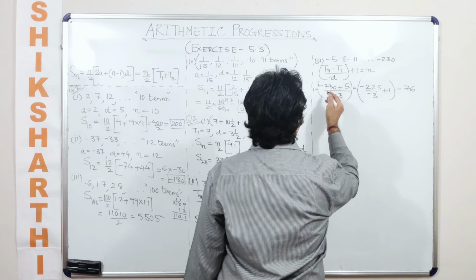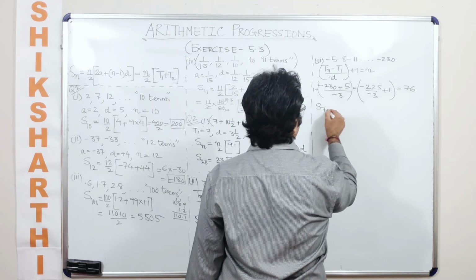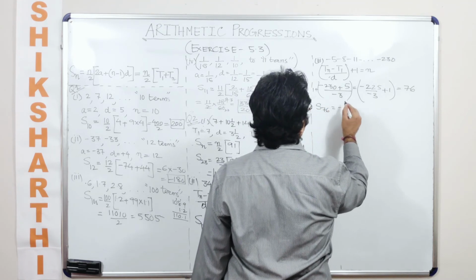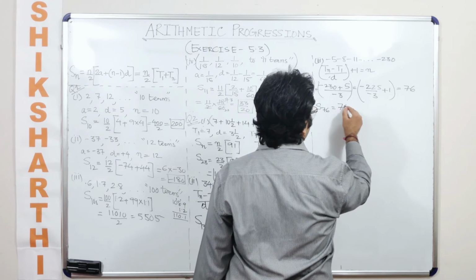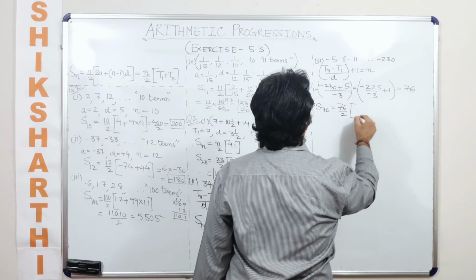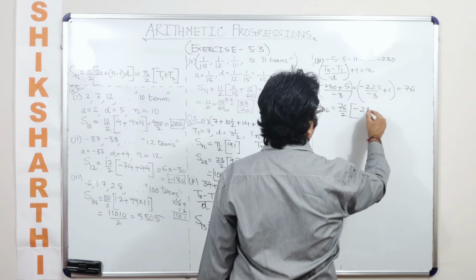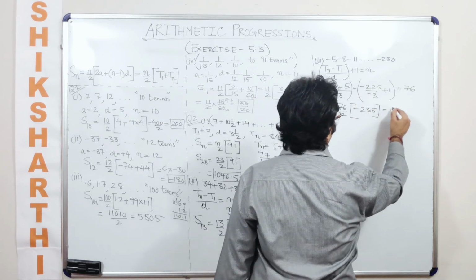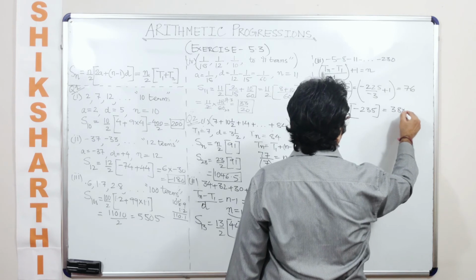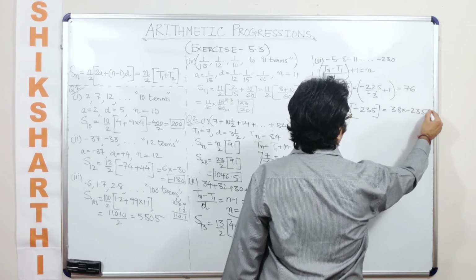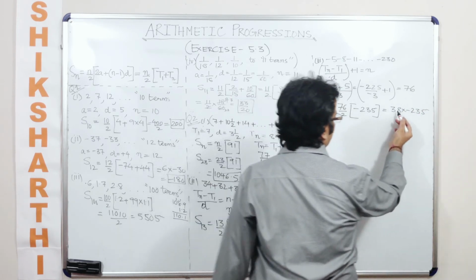Right? Now once you know this, you have to find out the sum for first 76 terms, which comes out to be 76 by 2 times of minus 5 and minus 230, which is minus 235. Further on, we'll be able to say this is nothing but 38 into minus 235. Right? We just need to calculate the value for this.